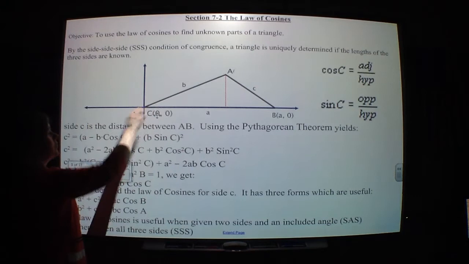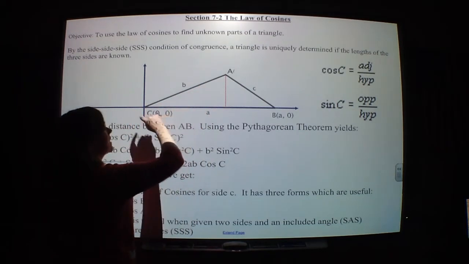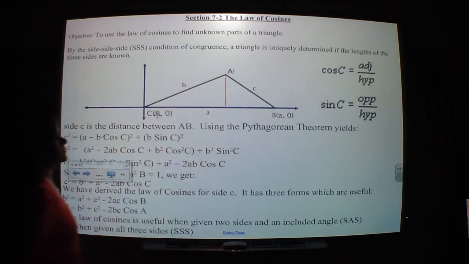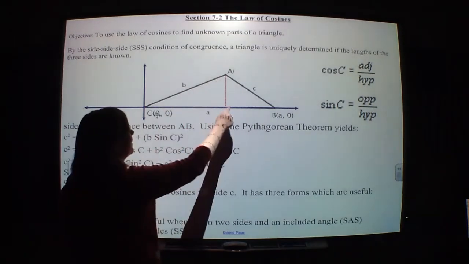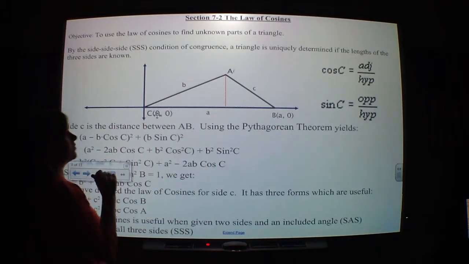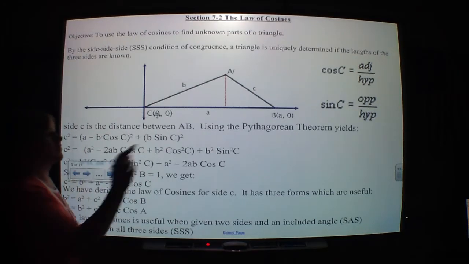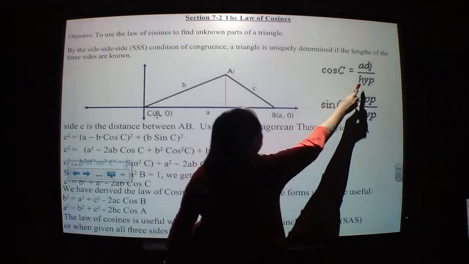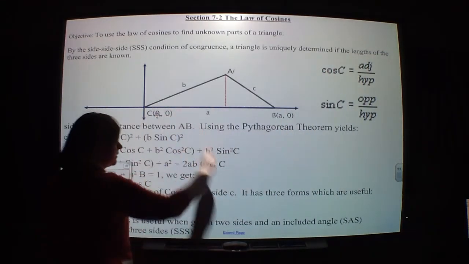Using this triangle here, I know that the cosine is the adjacent side over the hypotenuse. So I could figure out what this adjacent length is, because cosine is equal to adjacent over hypotenuse. My hypotenuse is b. So the adjacent side would be b times the cosine of c. So this right here would be b cosine of c.